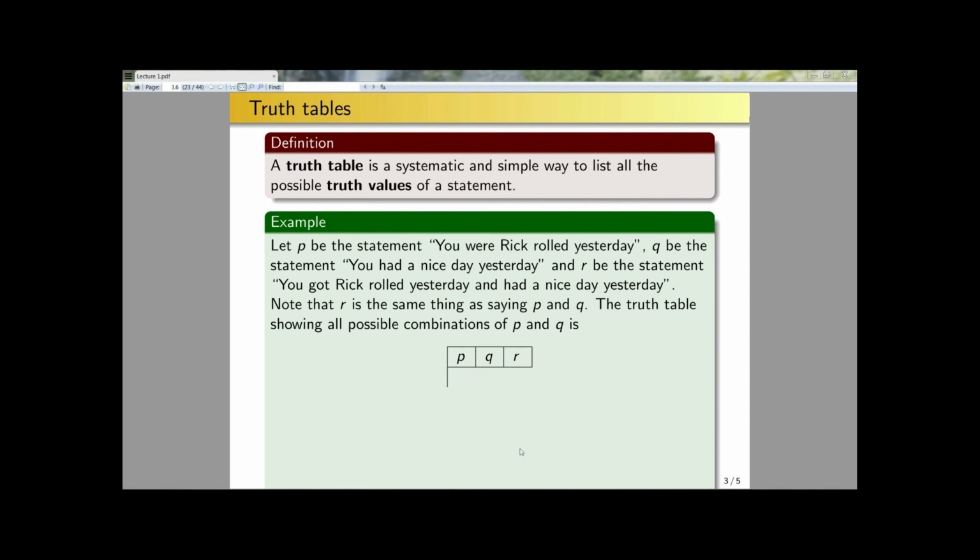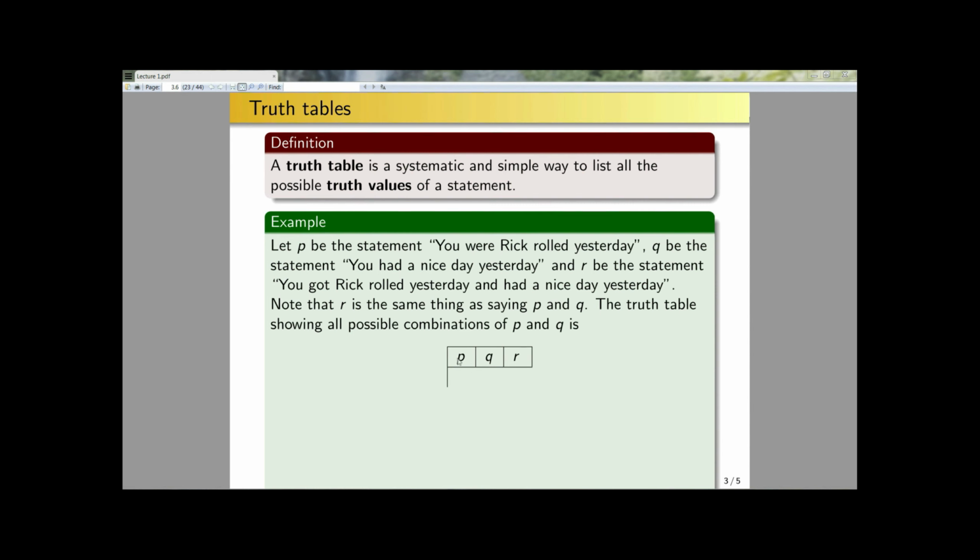So since P and Q can both be either true or false, I will have 2 squared. The 2 part is coming from the option of true and false, and the squared part is coming from the fact that I have 2 values, P and Q, but I will have 2 squared entries in this table to represent all the possible values of P and Q.